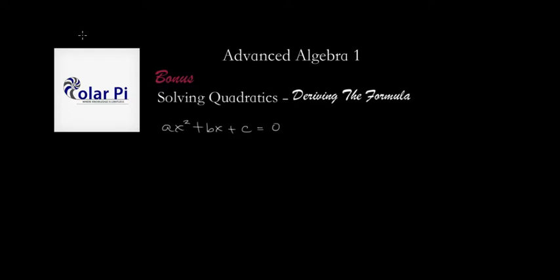I first learned this in Algebra 2, and it was the coolest thing that happened that month. Anyway, let's get started. Since we have to assume that a is not necessarily 1, the first thing we're going to do is move this to the right side. Okay, so ax squared plus bx equals negative c.